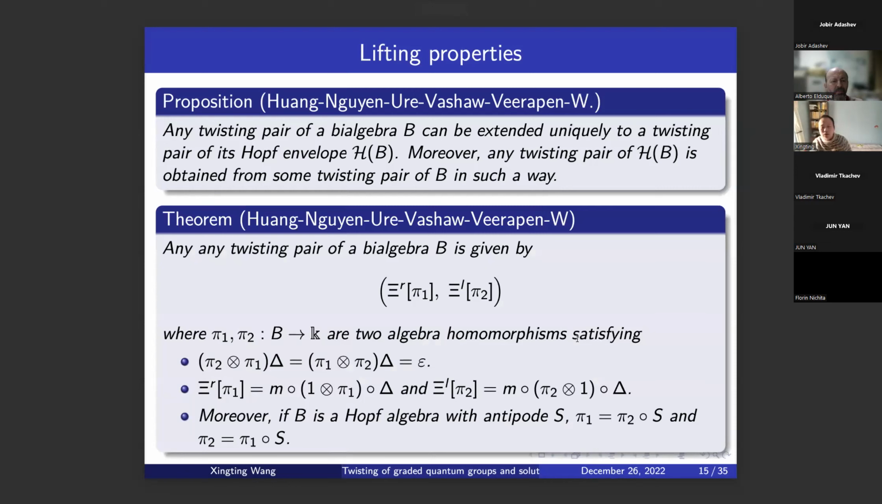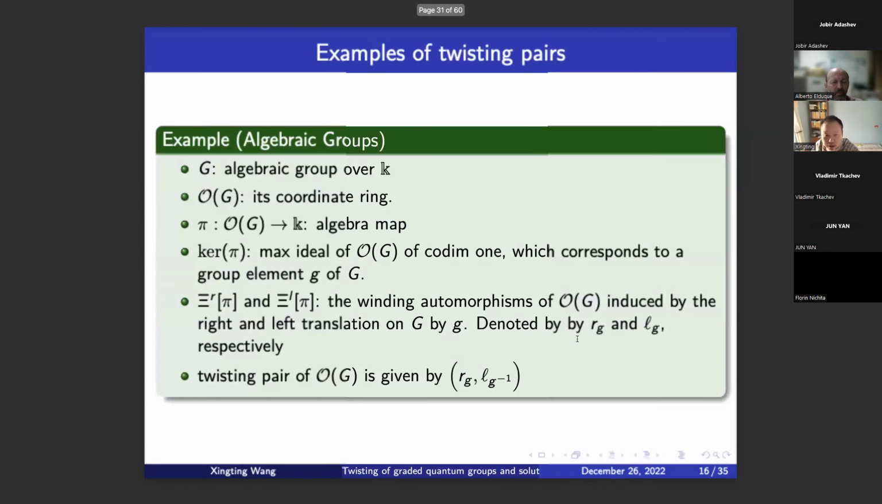There's also another way to describe twisting pairs, which I don't think we need to know, so I just list it there because I'm going to skip it. It's not very difficult: in terms of representations, twisting pairs are linked to one-dimensional representations. But that's something we don't need to talk about too much today. So let me go directly to the examples.